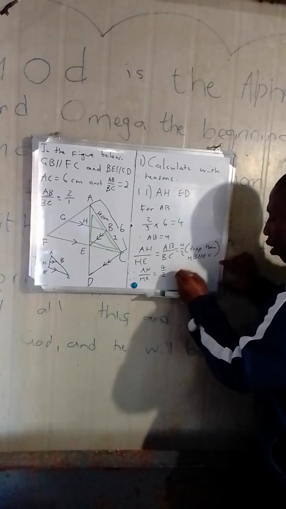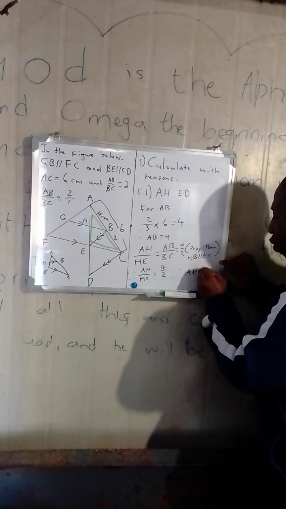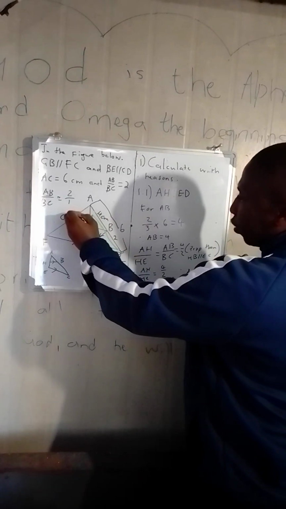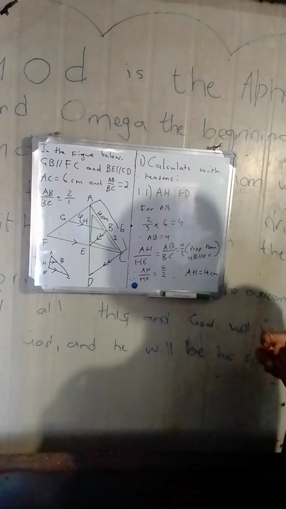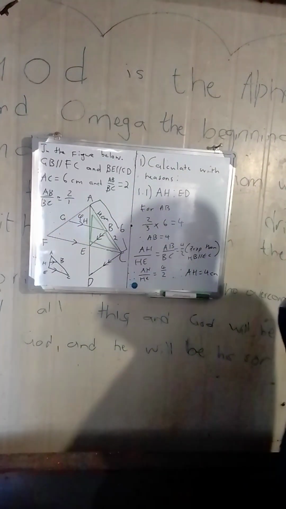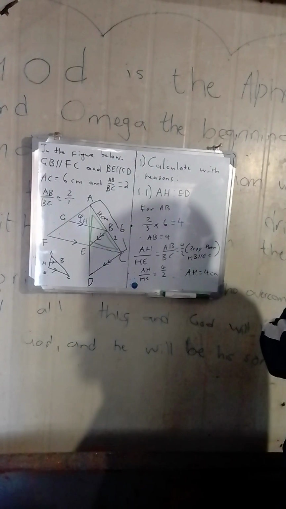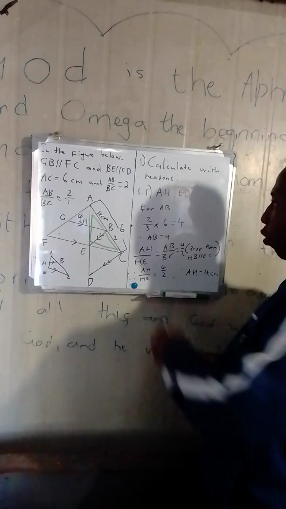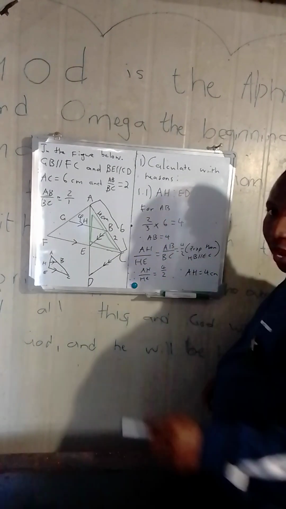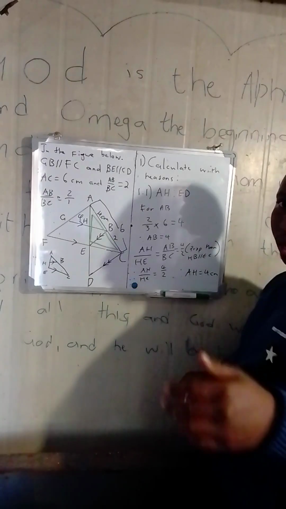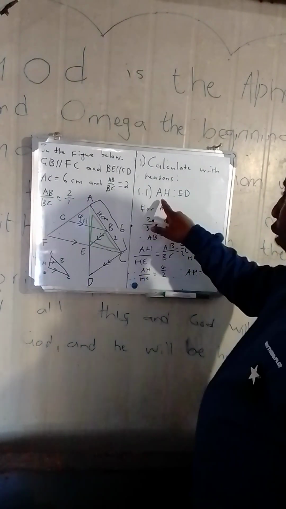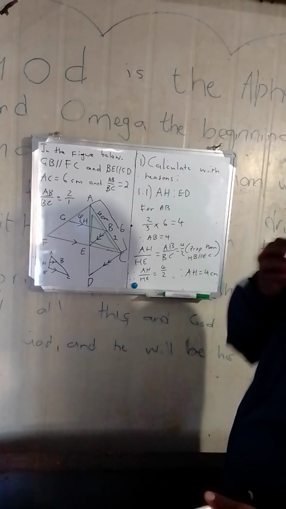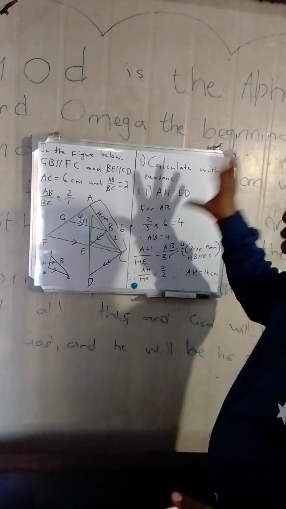Therefore AH is 4 centimeters. So I found AH, it's 4 centimeters. Understand, people? So remember, we are looking for the ratio of AH is to ED. To find it, we must find the value of AH and the value of ED. Then that will give us the ratio.